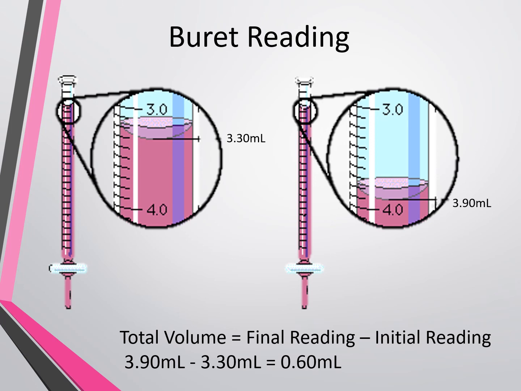And finally, remember that when reading a burette, the numbers are the opposite of what you would think. So to get the total volume, we subtract the final reading minus the initial reading, and you can figure out how much volume you added. In this video, we are just going to give you the values for the volume, and you don't have to subtract, but just for your knowledge, a burette is read backwards.